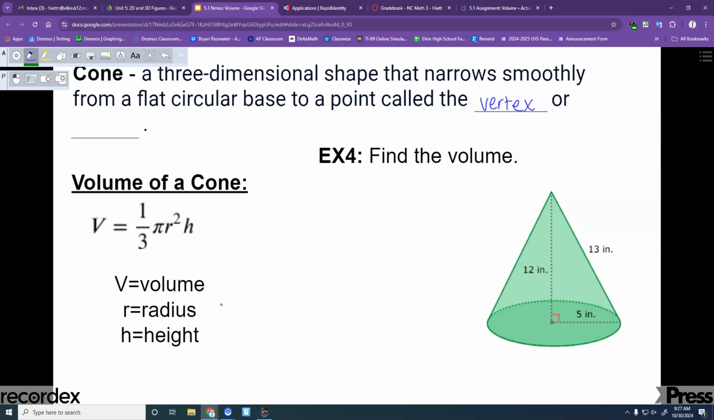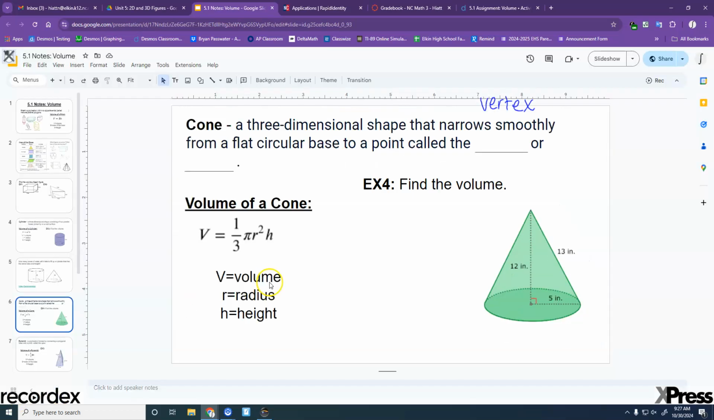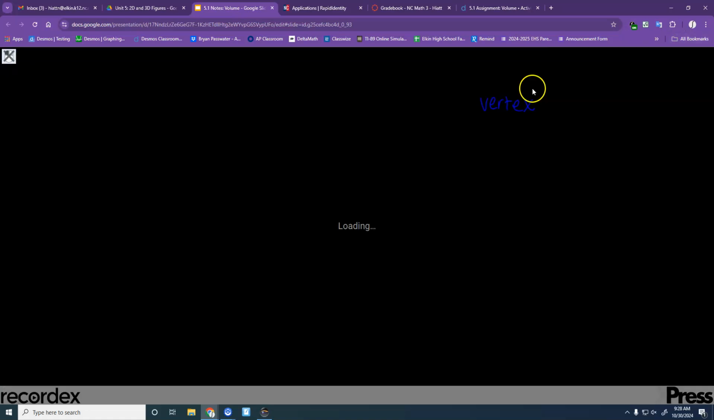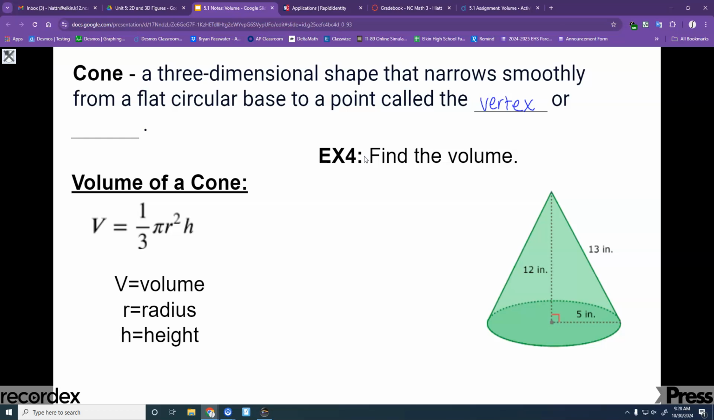or something else, and I don't know what was there. Let's see if I made these notes smart. Let me get you this note sheet. Let's see if I did this. Okay, that's what I was thinking. Apex or vertex. Okay. Vertex or apex.